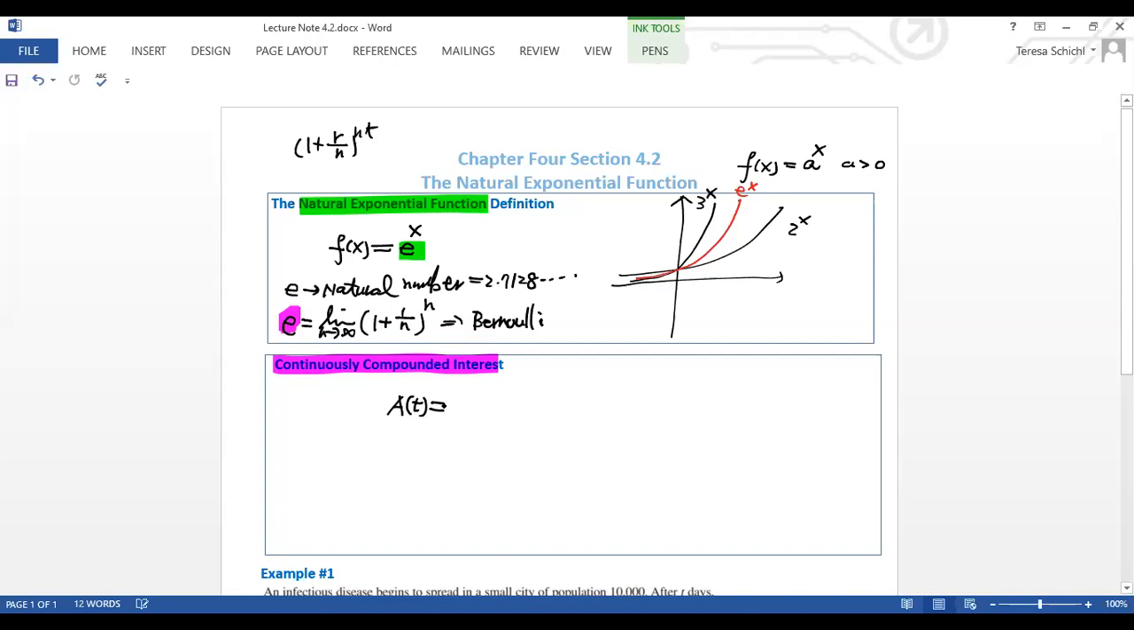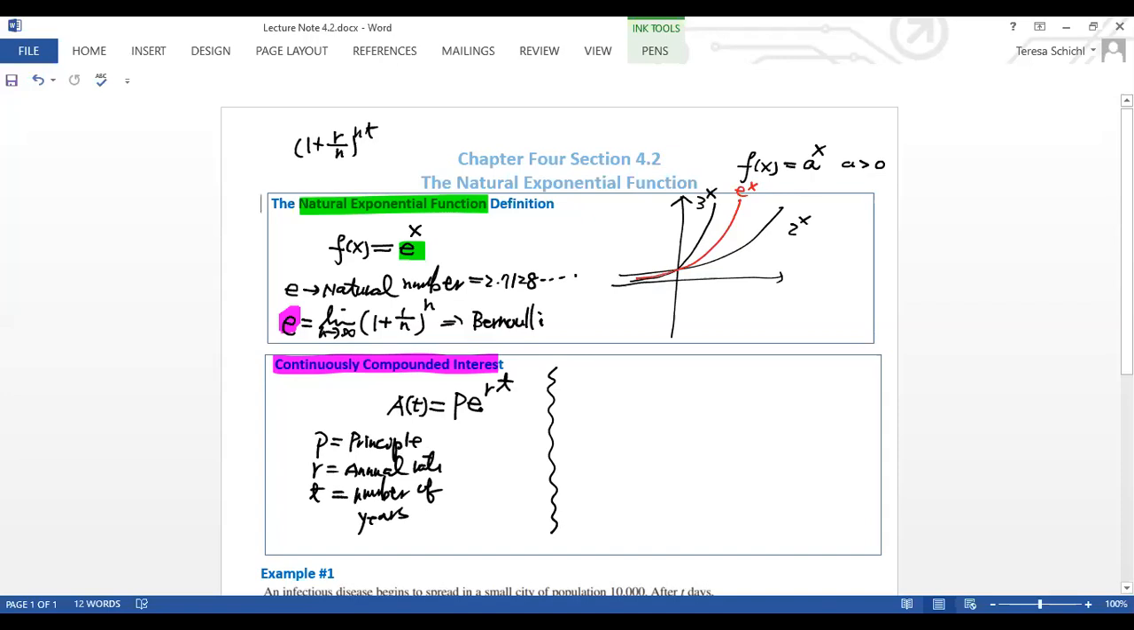If you compound continuously, then we call this a PERT. Sometimes we call this a PERT. The P is still the principal, and R is the annual rate, and T is what? The number of years. So this is how we calculate the compound interest, the total amount, right?